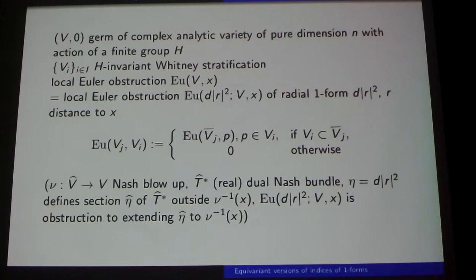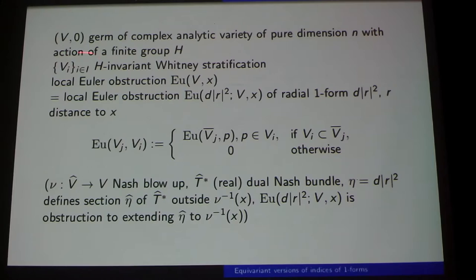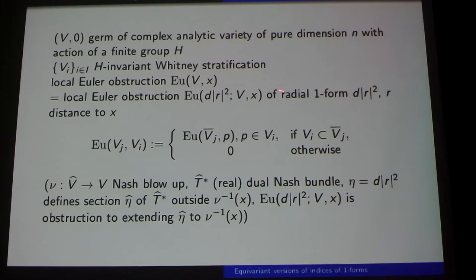So now I come to the equivariant Euler obstruction. Therefore, I have to recall what the Euler obstruction in the usual case is. So I consider again my germ of a complex analytic variety of pure dimension n with an action of a finite group H, and Vi is again an H-invariant Whitney stratification. And then the local Euler obstruction of V at the point x in V is defined as the local Euler obstruction of the form dr squared, where dr squared is the radial one-form, r is the distance to the point x.